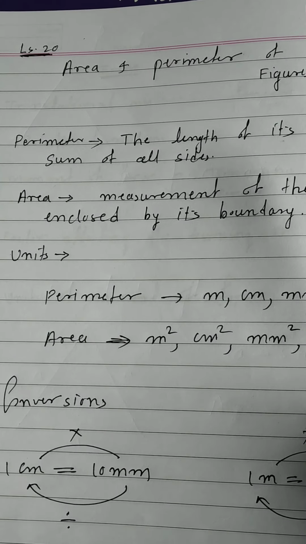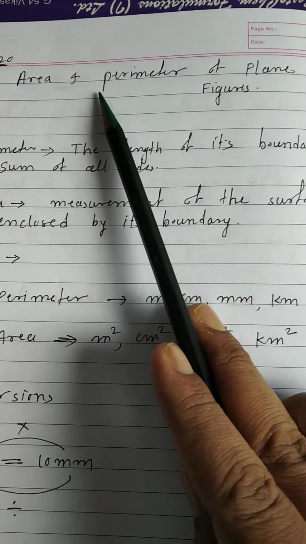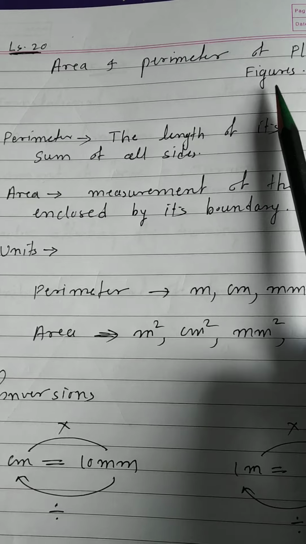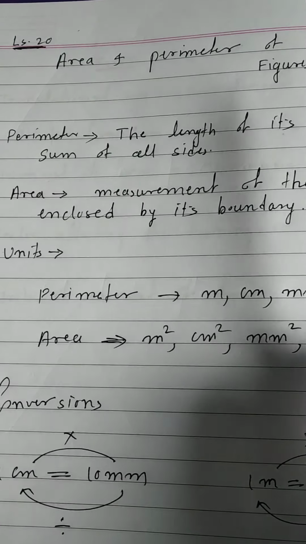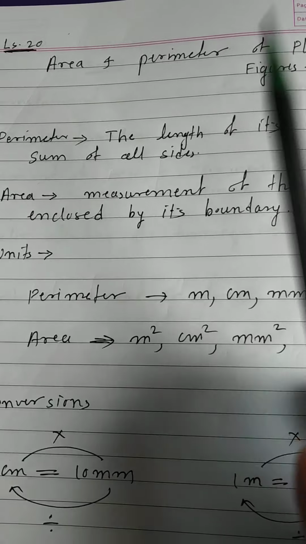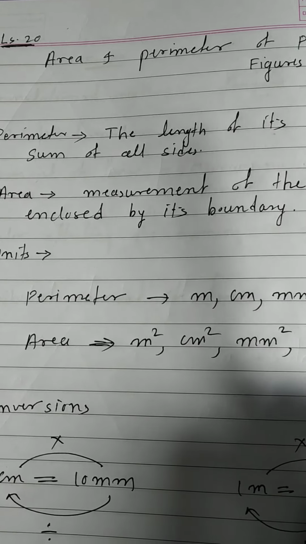Hello everyone. Today we will be going for lesson number 20, that is area and perimeter of plane figures. Before we start with this chapter, let me clear certain things, bacho, that there won't be area of quadrilaterals this year as far as your syllabus is concerned. I am again repeating, you don't have area of quadrilaterals, so you don't have exercise 20B.